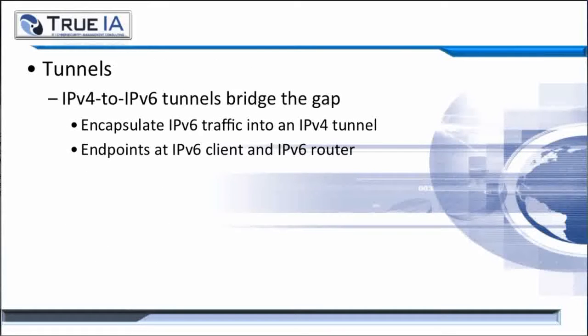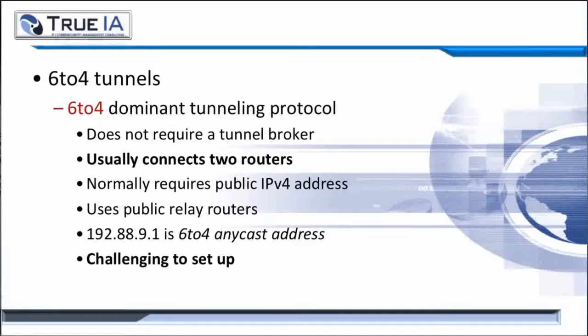So to bridge the gap, we do what's called tunneling. We tunnel IPv4 to IPv6. This encapsulates the IPv6 traffic into an IPv4 tunnel. And then the endpoints receive the IPv6 traffic from an IPv6 capable router. So we refer to this as 6-to-4 tunnels. They are unique in that they don't require a tunnel broker and usually are only going to be configured between two routers.